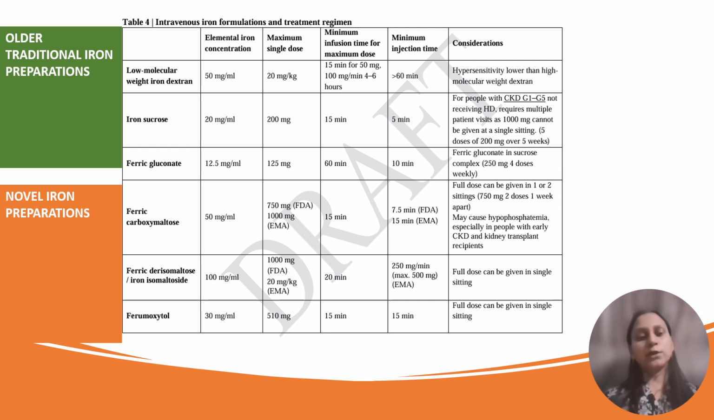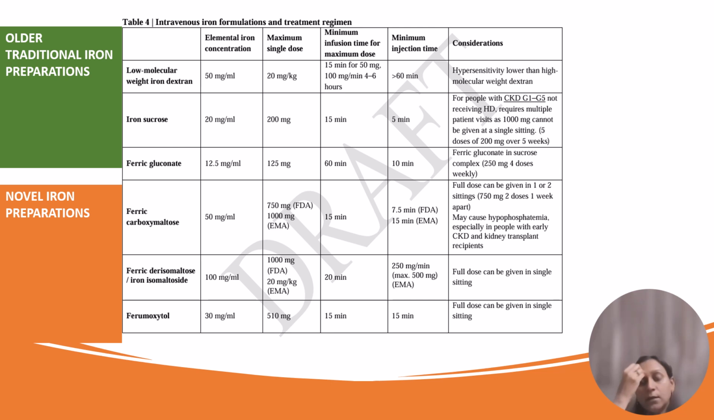Now, coming to IV formulations, we have older traditional IV preparations and the novel iron preparations. The older traditional ones are iron dextran, iron sucrose, and ferric gluconate. Iron dextran was the one which had the highest anaphylaxis. It was notorious to cause anaphylaxis and even deaths. So, a test dose is a must before giving iron dextran. In fact, all formulations of IV iron, not just the older traditional ones, but even the novel ones, are known to cause anaphylaxis. But the percentage of anaphylaxis in the novel iron preparations is less than 0.5%.